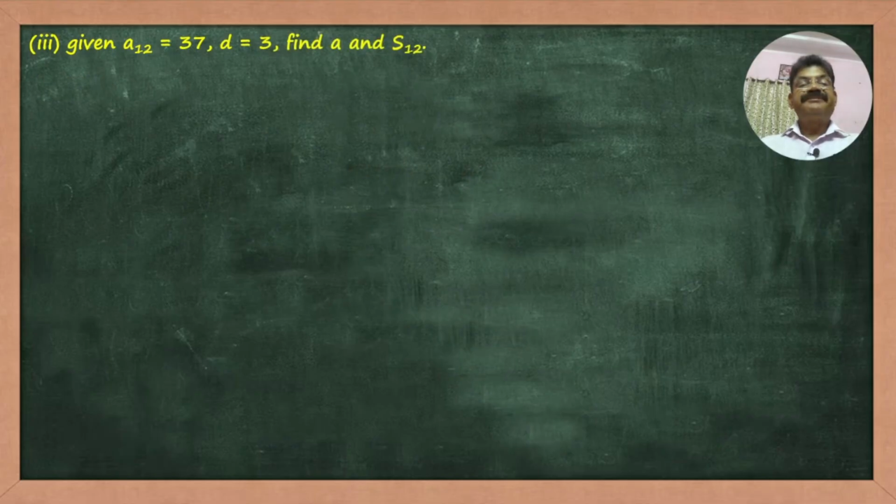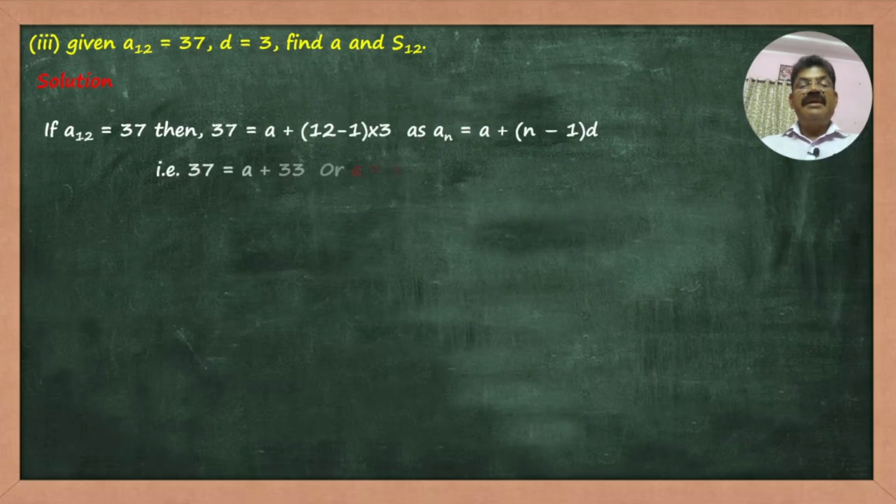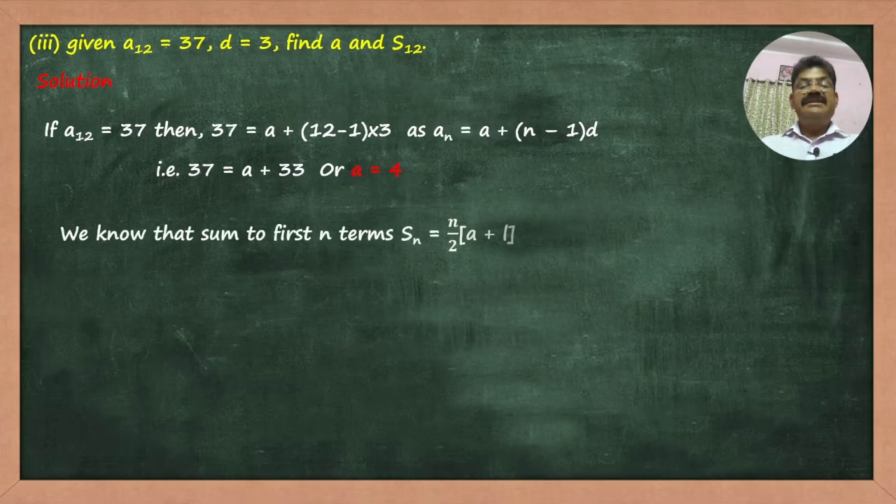Third problem. Given A12 is equal to 37, D is equal to 3. Find A and S12. So A12 is equal to 37 implies A is equal to 4 because D is given. So S12 is equal to 12 by 2 into first term plus last term, that is 4 plus 37. So when you simplify, you get 246.